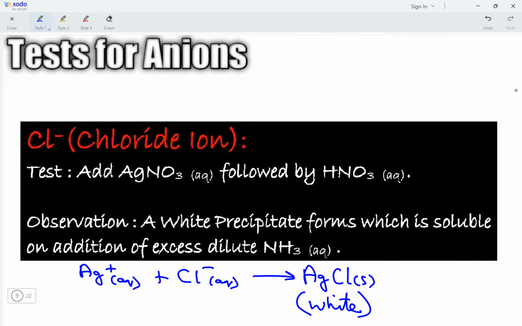Now, when we add excess of dilute ammonia to this silver chloride, it dissolves to form a soluble complex, and we are left with a colorless solution. So this, out of the three halide ions, is the only one that would dissolve on addition of dilute aqueous ammonia in excess. Bromide and iodide ions will not give a colorless solution when dilute aqueous ammonia is added to it. So the white color distinguishes chloride ions from bromide and iodide ions.